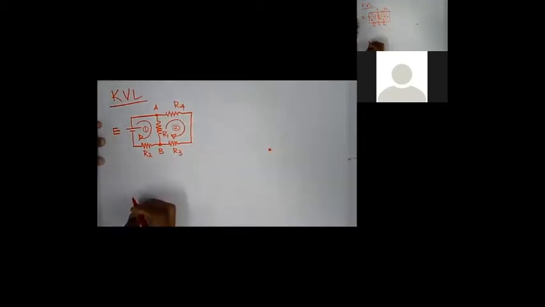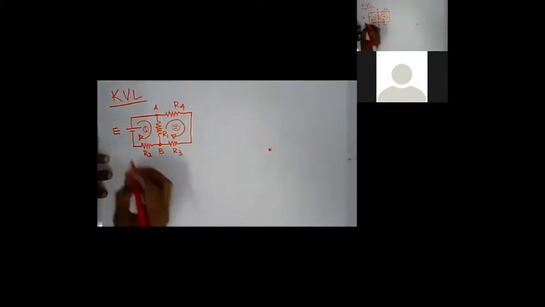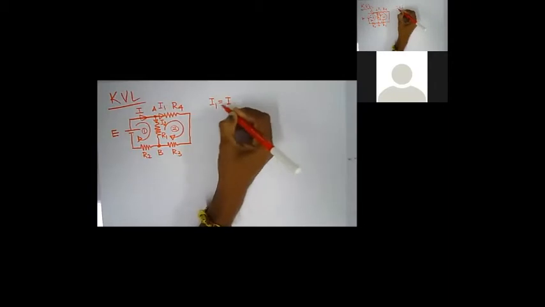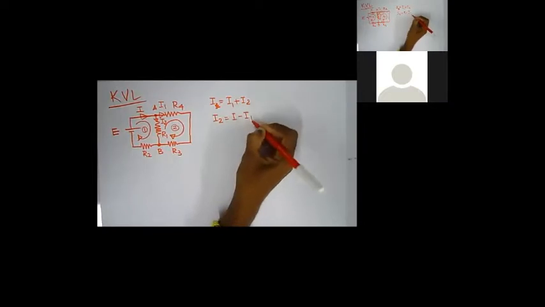Let me mark them as R1, R2, R3, R4, right? Let's mark the current here as I, and the current at this point as I1, and this is I2. I can simply apply Kirchhoff's current law at this node A. By applying Kirchhoff's current law at node A, I can write I equals I1 plus I2, or simply I2 equals I minus I1.